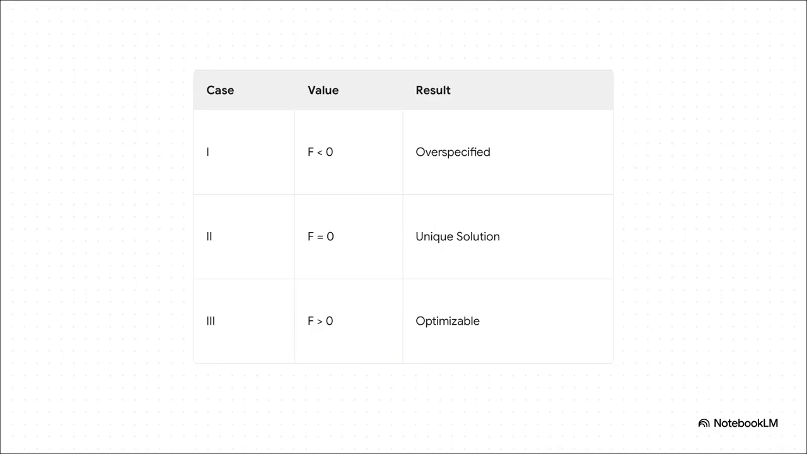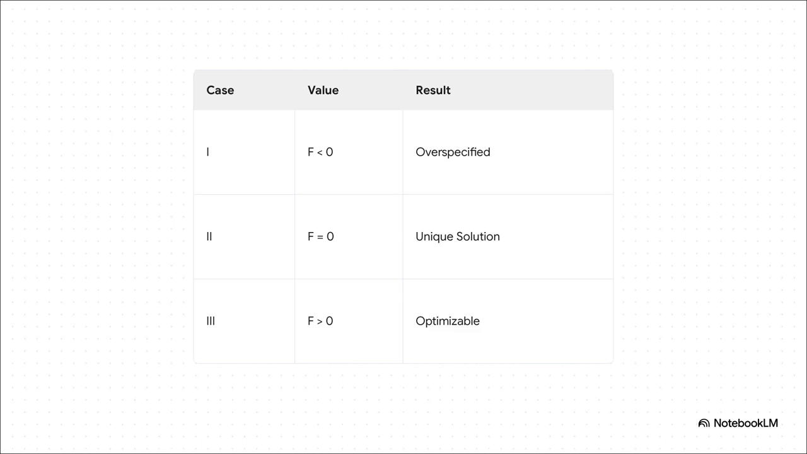Depending on how that formula shakes out, you're going to land in one of 3 scenarios. Case 1 is when F is less than 0. You've got more equations than variables. This usually means the problem is overspecified, or, let's be real, there's probably just an error in your model. Case 2 is when F equals exactly 0. The number of equations perfectly matches the variables. This gives you a unique solution. Meaning there are 0 choices to make, the math just spits out the one specific answer.